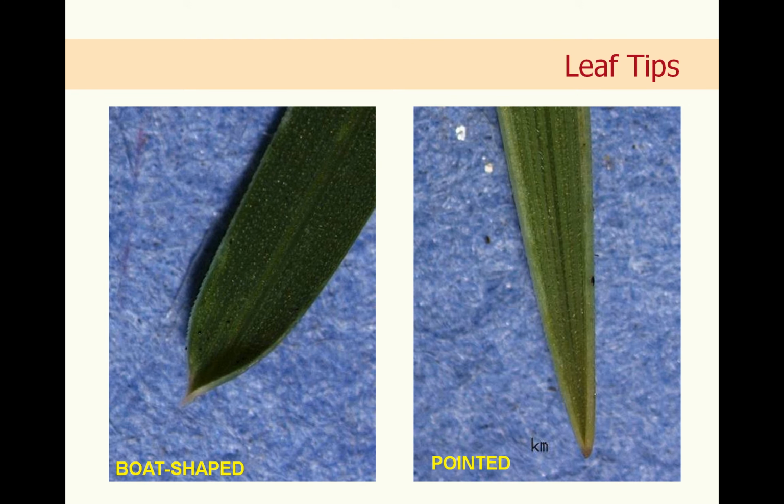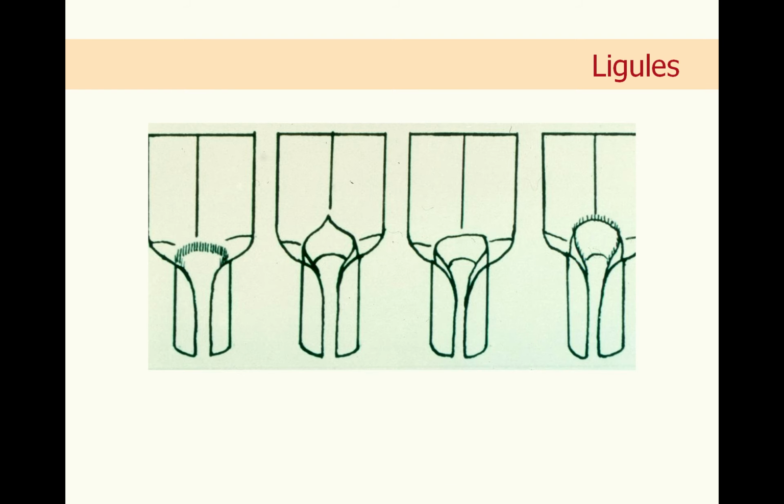Leaf tips can be either boat-shaped or pointed. The last major structure of the grass plant that we will examine in this program is the collar, where the blade and sheath meet. The collar region of the grass plant contains some important identification features.